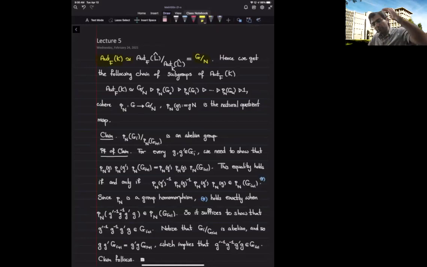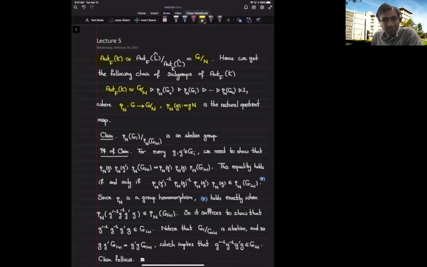So we are going to take those G sub i's and mod them out by N. This means that I'm taking the natural quotient map from G to G over N, which just sends every element to the coset represented by that element. Then I apply this group homomorphism to each one of these subgroups G sub i. When I apply it to the entire group, I get G over N, which I know to be isomorphic with the F automorphisms of K.